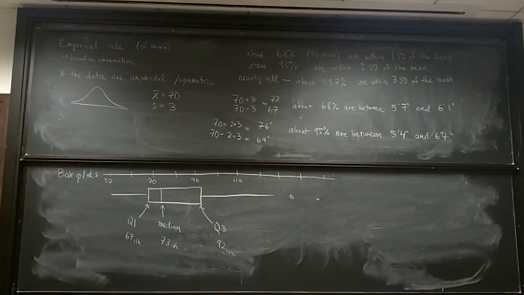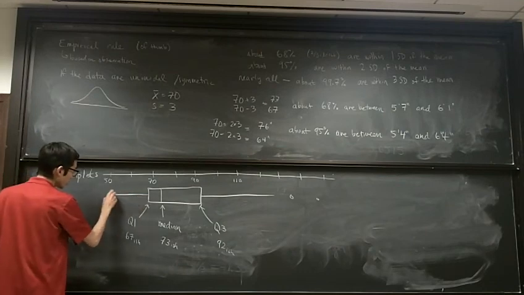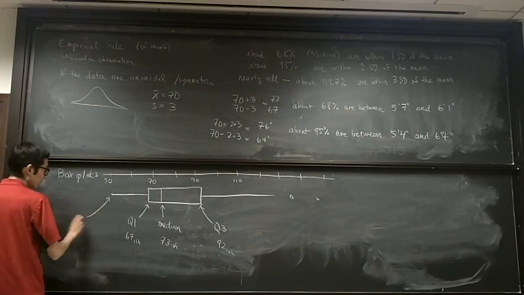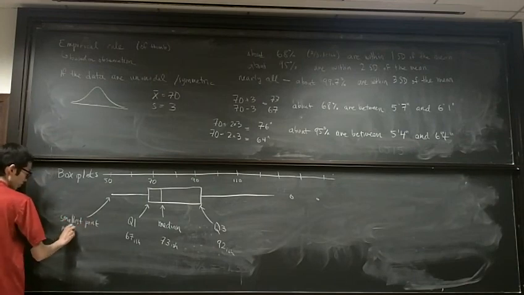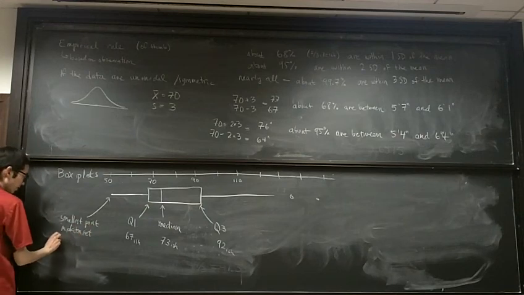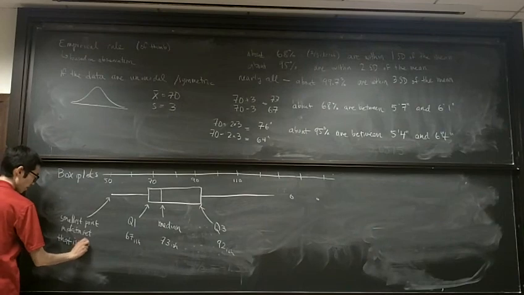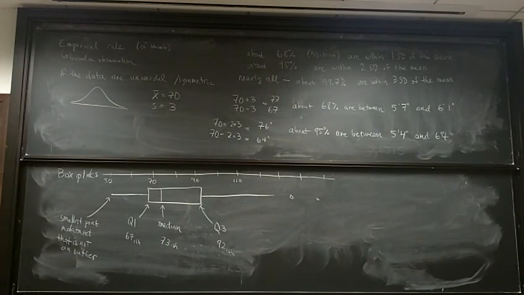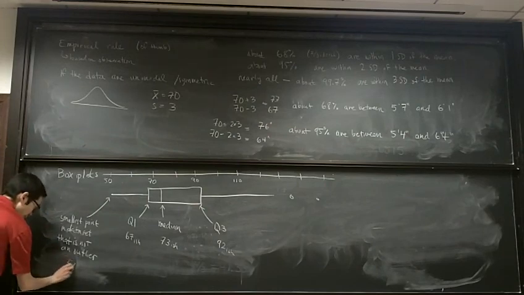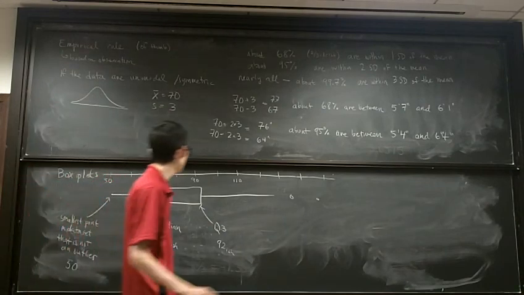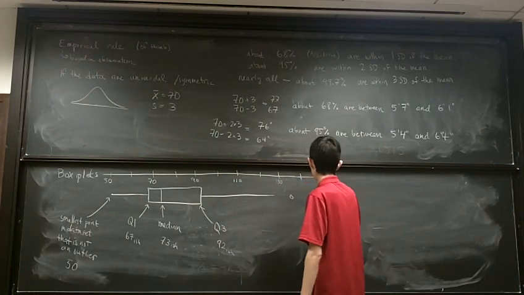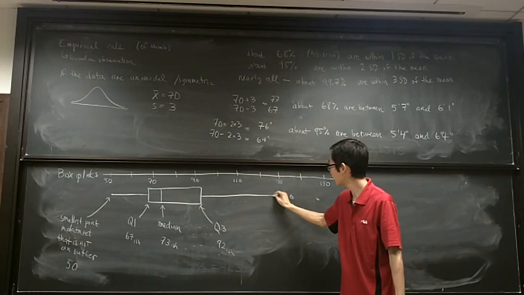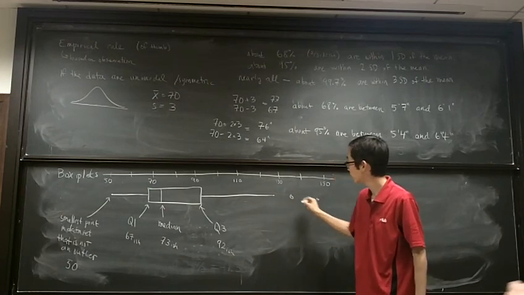Based on that, okay? This line is called a whisker, and it extends to the smallest point in the data set. That's not considered an outlier. All right. So that is approximately what? Approximately 50, okay? Do I have any outliers? Well, let's go over here. Same thing over here. This is the largest point in my data set that's not an outlier. So that might be like 129.